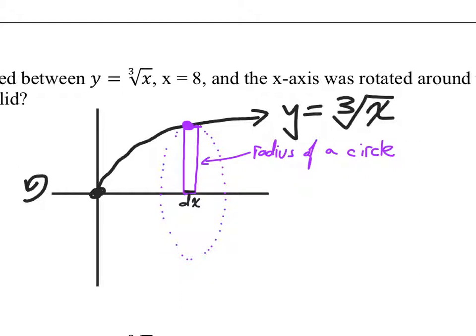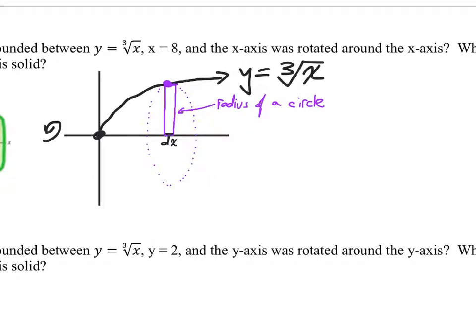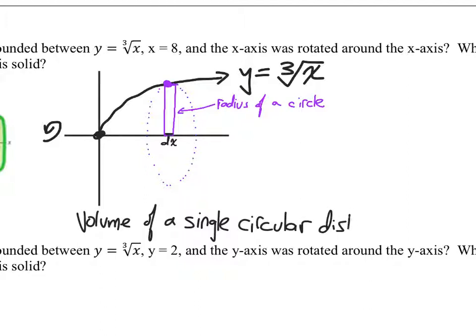So what we're looking for is the volume of a single circular disc. That's what I need. Because if I find one, just like with cross sections, all I have to do is integrate all of them together over the interval, and I'll have them all.